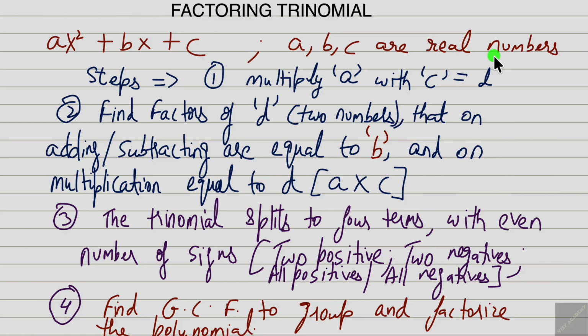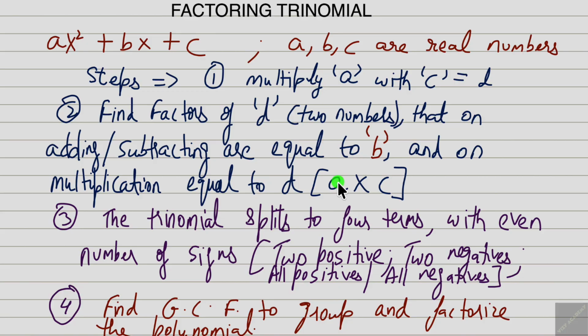The first one is to multiply a with c. So we will multiply a with c, and that number will be equivalent to d. Then we have to find the factors of d, that should be two numbers that on adding or subtracting are equal to b, and on multiplication are equal to d, so a times c.